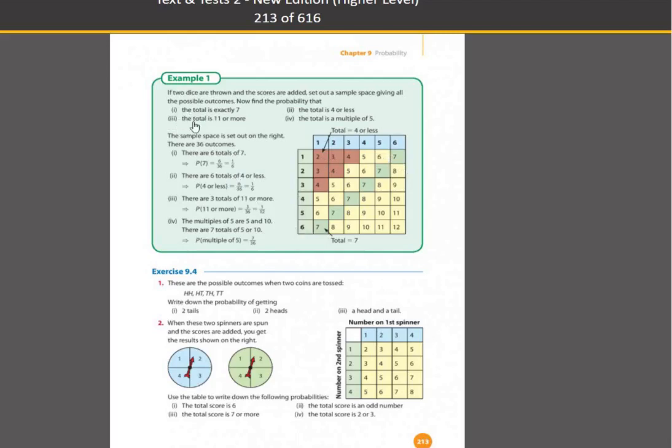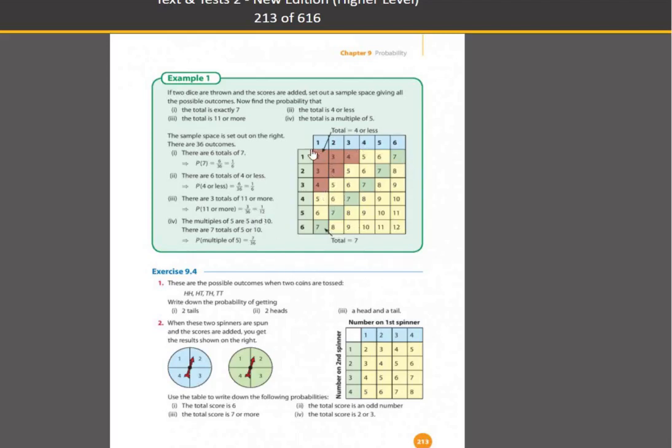What about part 3? The total is 11 or more. So how many times do we record in here a combined score of 11 or more? Well, there's only 3 of them. All right. So there's 3 out of a total possible 36 outcomes. That simplifies to be a 1 in 12. All right. And that's pretty much it.